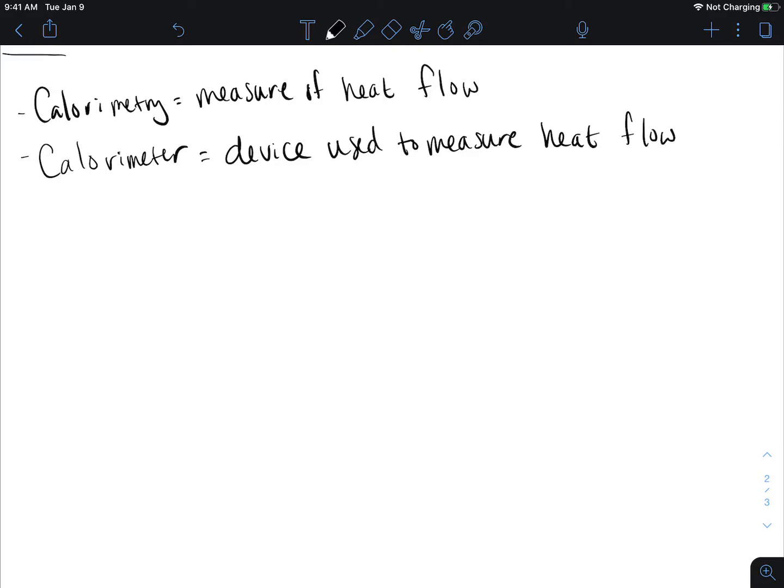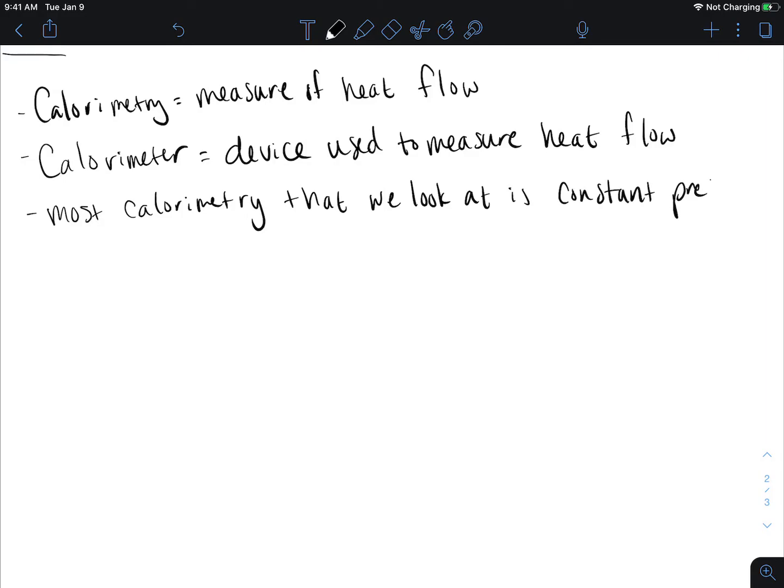Okay, so when we're looking at calorimetry, a lot of times we'll be looking at what's called constant pressure calorimetry. So most calorimetry that we look at is constant pressure calorimetry. If we remember, in that case, if we have constant pressure and we're looking at that heat flow, then it will be equal to our enthalpy. So generally, calorimetry is going to measure delta H for a reaction.